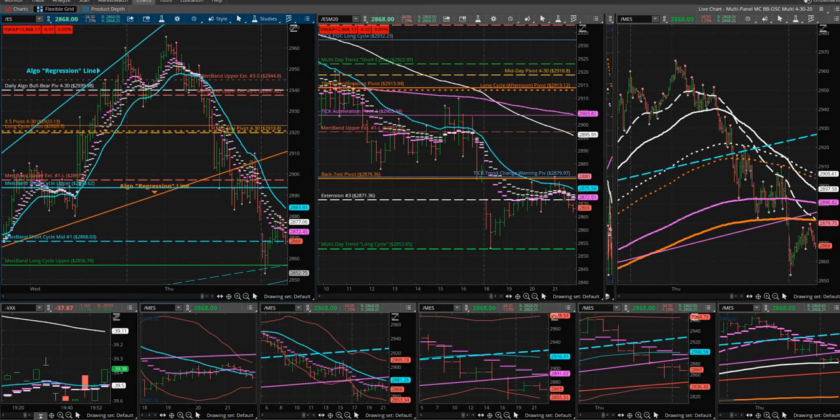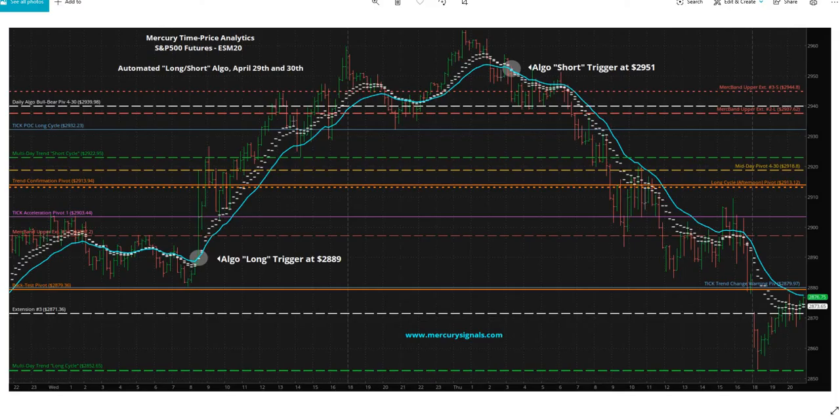Let me just break this down because at its core, our automated algorithm is very, very simple. We'll take a look at a screenshot showing yesterday and today. Algorithmic long trigger 28.89, short trigger at 29.51. On our website for our members, we've got tutorial videos that show exactly how to interpret this. But in addition to that, you see the live chart in real time.